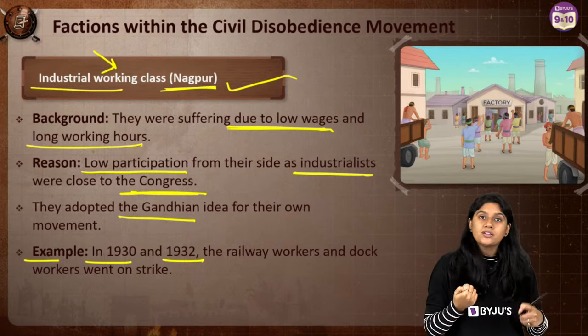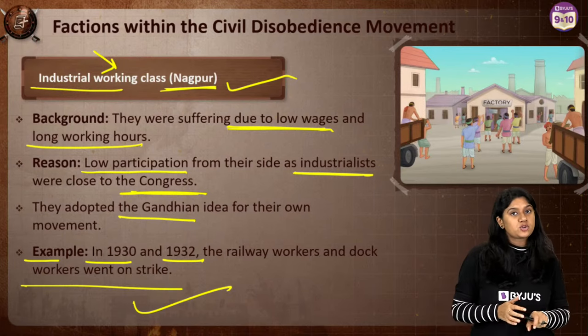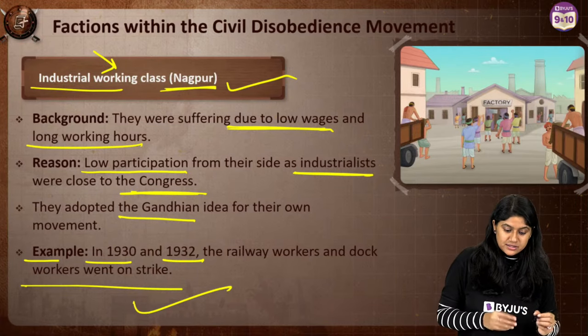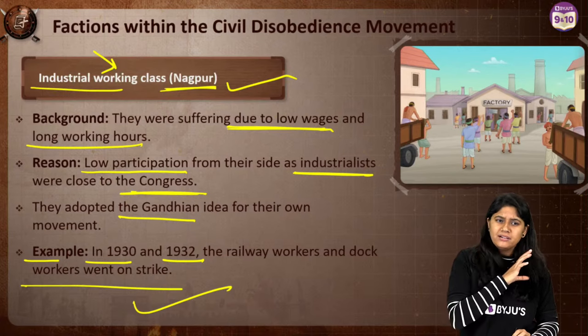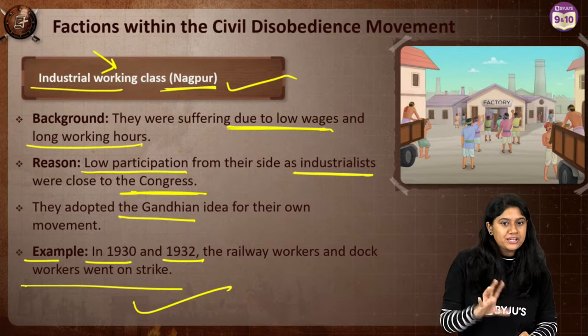In 1930-1932, we saw the railway workers and the dock workers went on a strike to support the civil disobedience movement. Yes, everyone, are we clear? Yes, this is the important part. It is a small part, not that huge a part, but it's important.